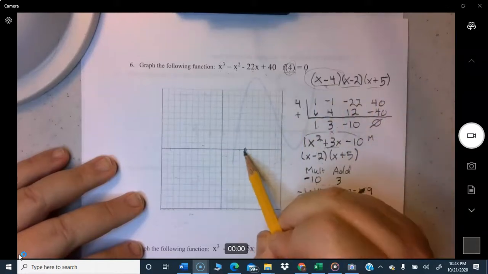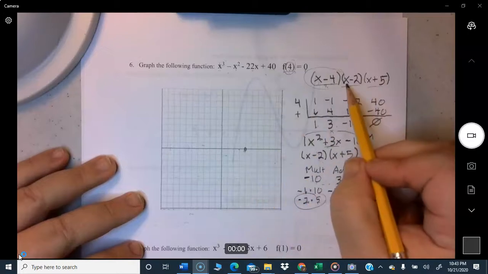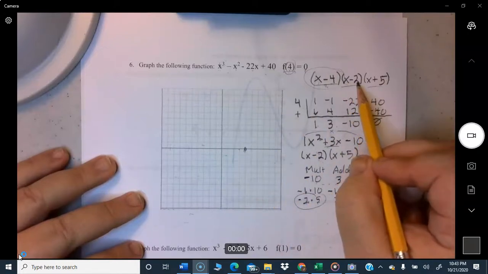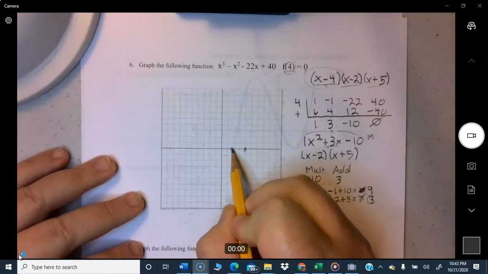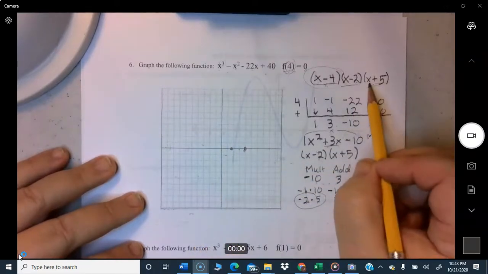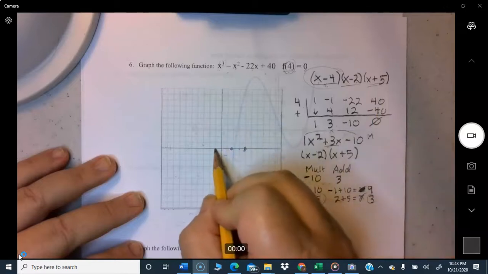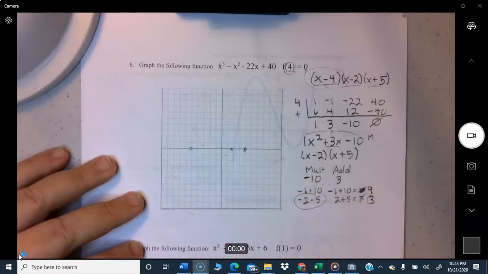The zeros are what makes each of these go to 0. So we already got this one. It's 4 minus 4 is 0. That's positive 4. This one is positive 2. 2 minus 2 goes to 0. So we go 1, 2. It's on the x-axis. It's right there. What's this one? What makes this go to 0? Negative 5. So I got to come over here. 1, 2, 3, 4, 5 is right there. So there are the three x-intercepts.